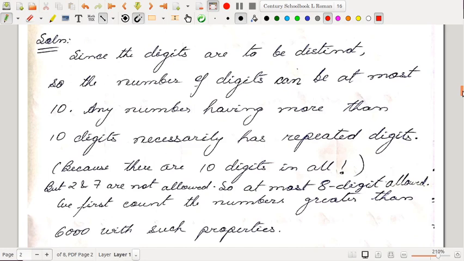So any number having, say, 11 digits has at least one digit repeated, because the first 10 digits will be from 0, 1 up to 9, and the 11th one has to be one of them. This is one more application of the pigeonhole principle which I will be doing.